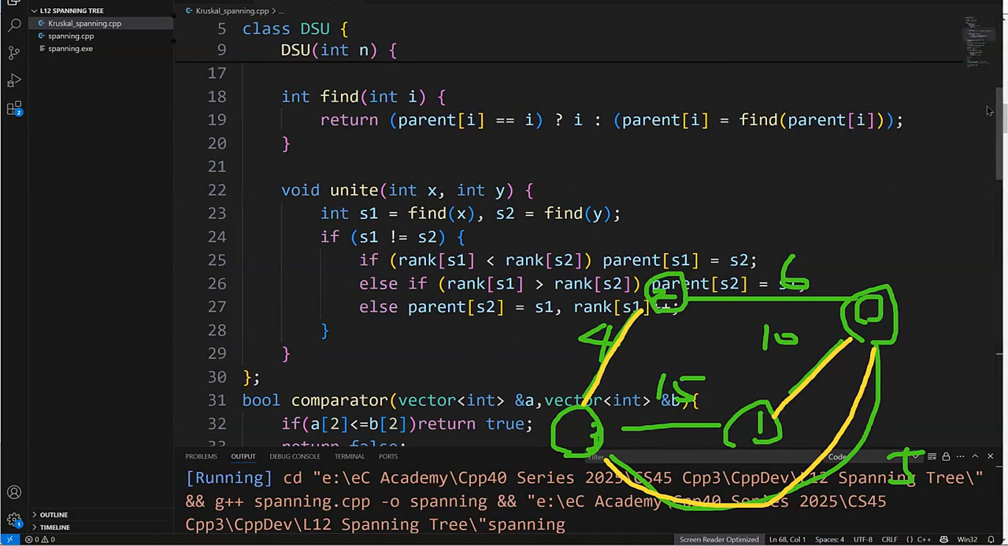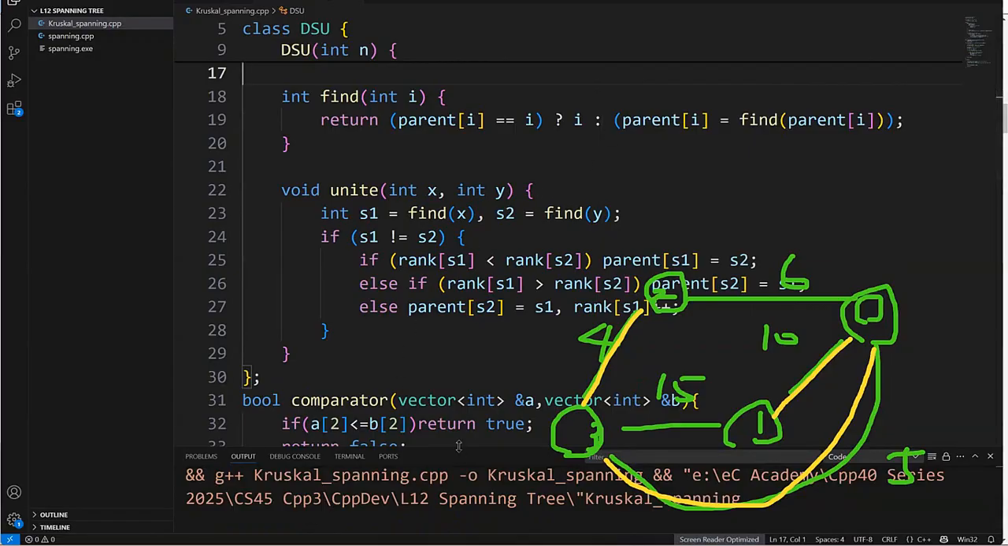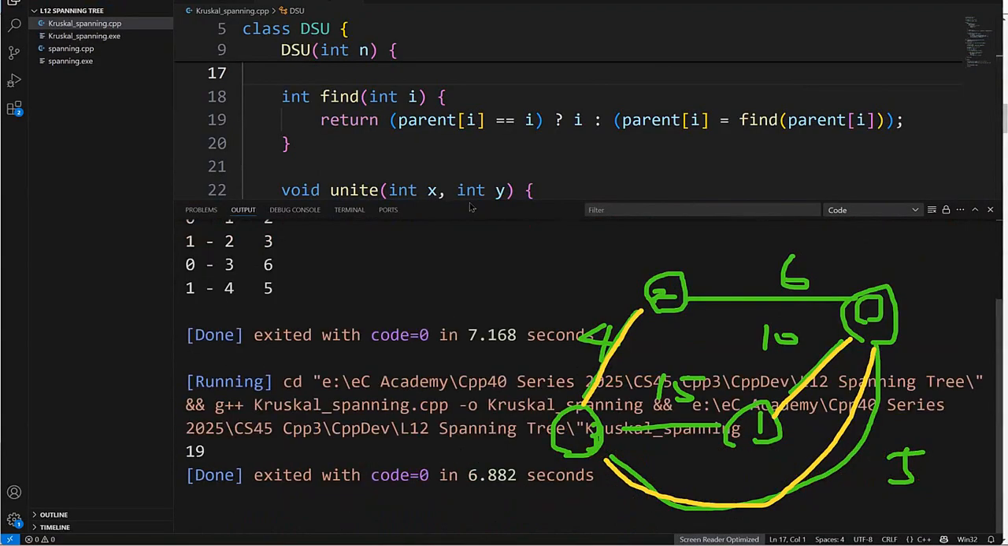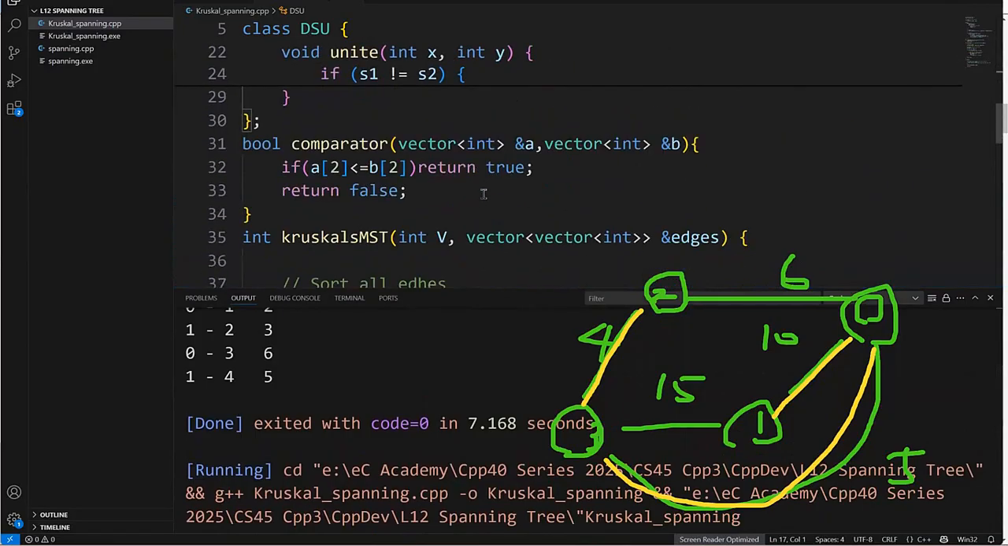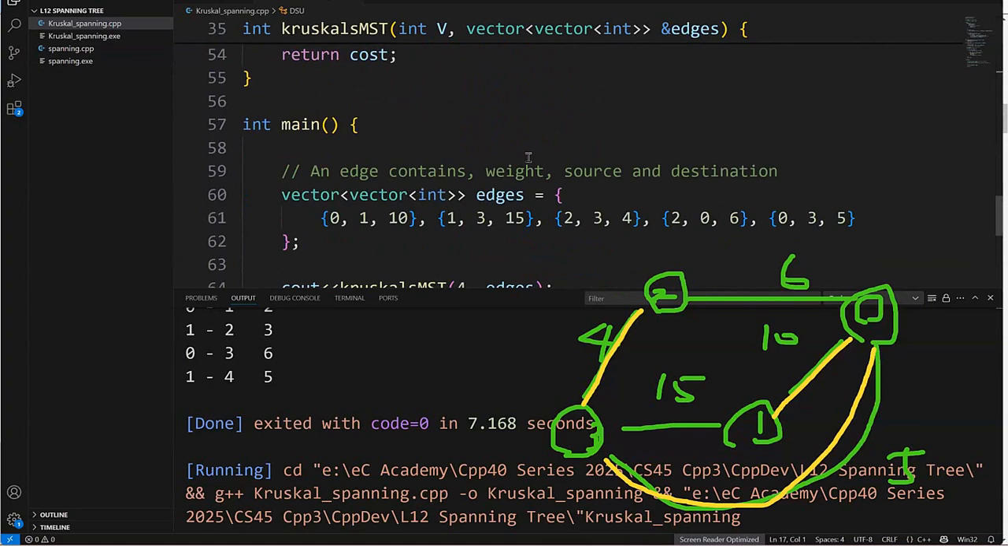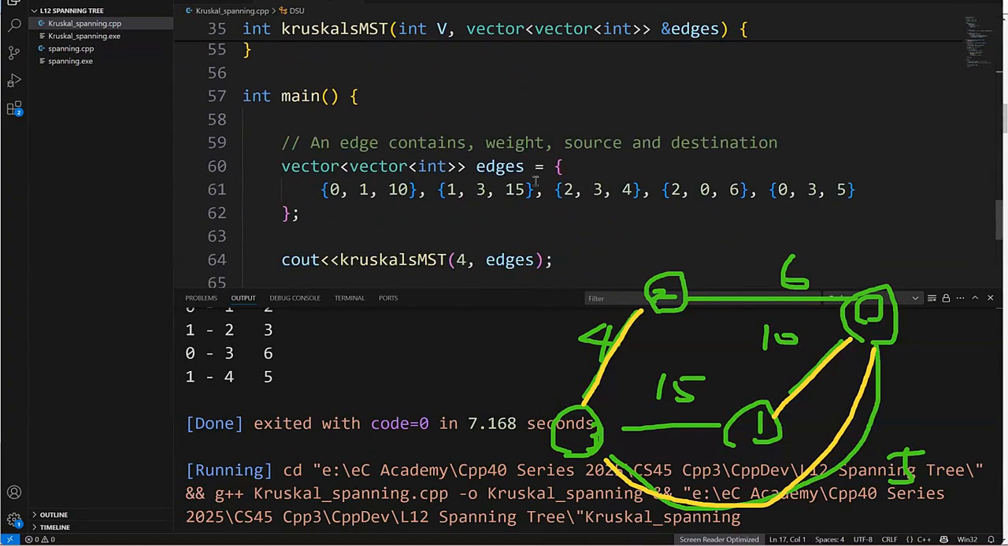Okay, any questions so far? Okay, so these two algorithms, Prim's and Kruskal's, will give you the same result. Okay, same result. I personally like Prim's algorithm because Prim's algorithm is easier to understand and easier to code. Okay, easier to understand, easier to code. Kruskal's is a little bit more difficult.